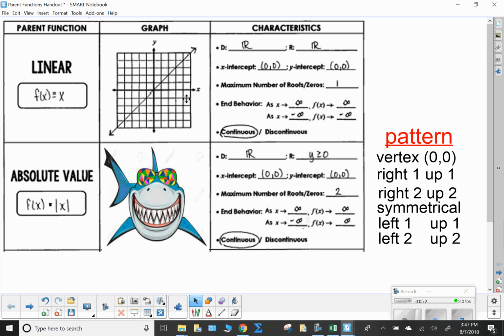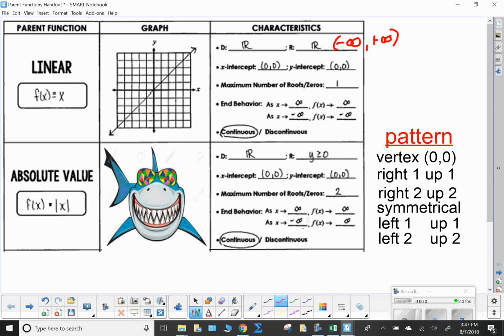The domain is all real numbers. The range is all real numbers. When you're saying all real numbers, if it's written in interval notation, that would be negative infinity to positive infinity. Now here the x-intercept and the y-intercept are both 0, 0 for the parent function. There's only one root. The end behaviors: as x goes towards positive infinity, y goes towards positive infinity. As you go negative on x, you go negative on y. So that's the end behaviors. It is continuous. There's no break.